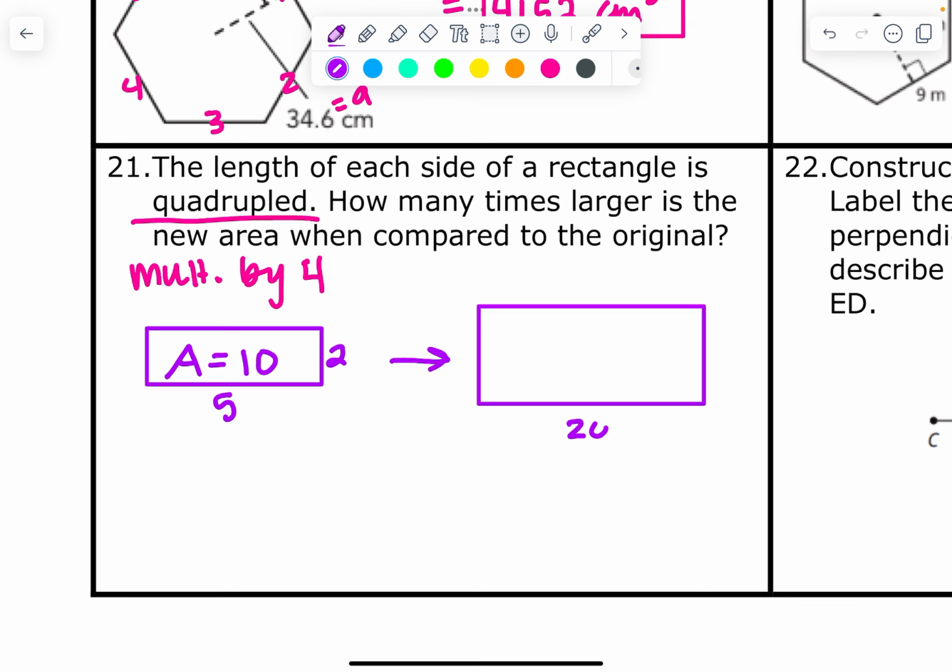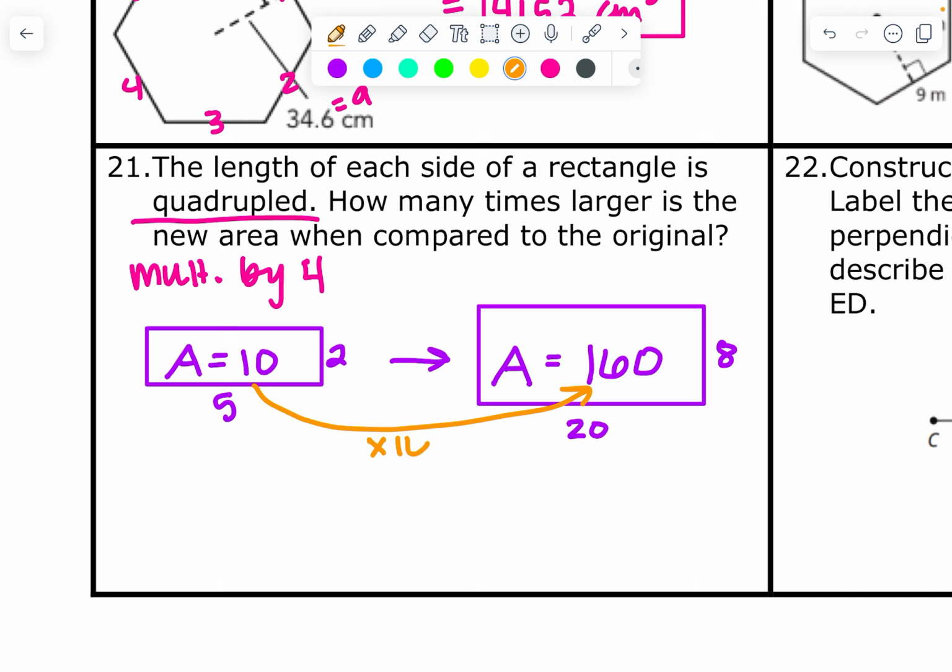5 times 4 is 20. 2 times 4 is 8. The new area would be 20 times 8, which is 160. Well, what happened to the area? It increased by a factor of, 10 times what equals 160? 16. So how many times larger? 16 times larger.